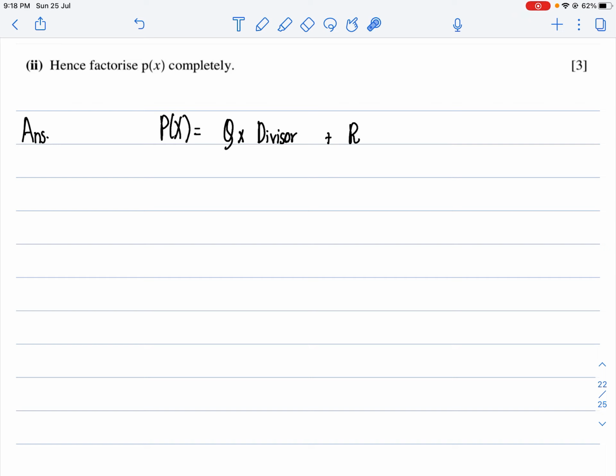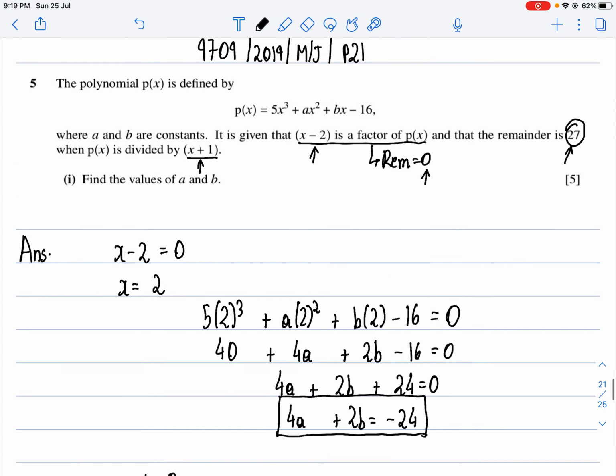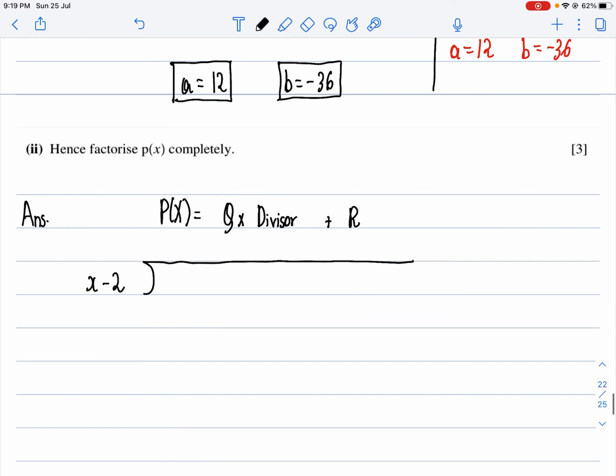But first, I know I have the divisor, I have my remainder, but I don't have my quotient. So first, you need to obtain the quotient, for which you can simply use long division. Correct? Because in that method, you always get the quotient. So you write the divisor. In this case, you can either take x minus 2 or x plus 1. Take it as x minus 2 as you're factorizing, and you know x minus 2 is a factor. So write x minus 2 simply.